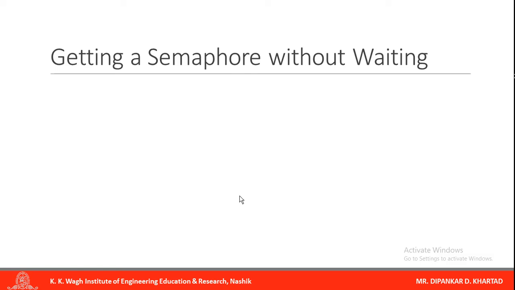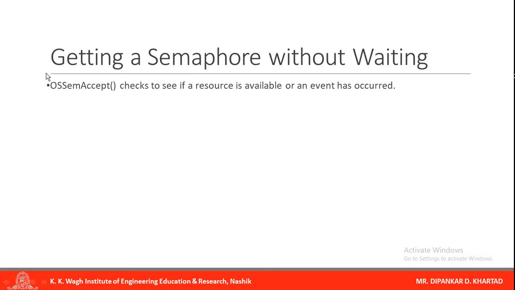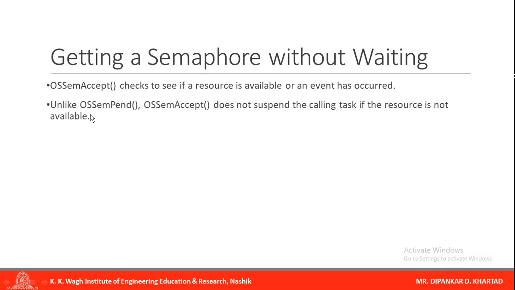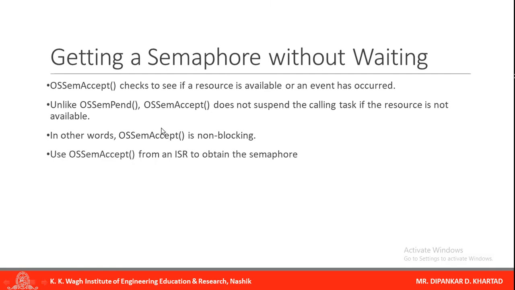Now next is getting a semaphore without waiting. The syntax for this one is the function OSSemAccept. It will check to see if a resource is available or an event has occurred. Unlike OSSemPend, OSSemAccept does not suspend the calling task if the resource is not available. In other words, OSSemAccept is non-blocking. Use OSSemAccept from an ISR to obtain the semaphore.